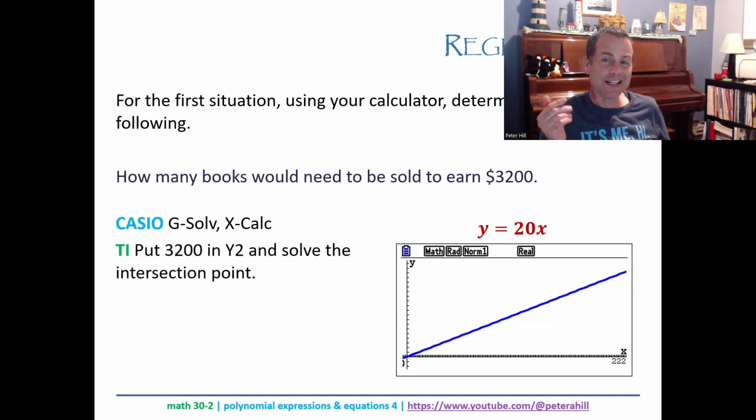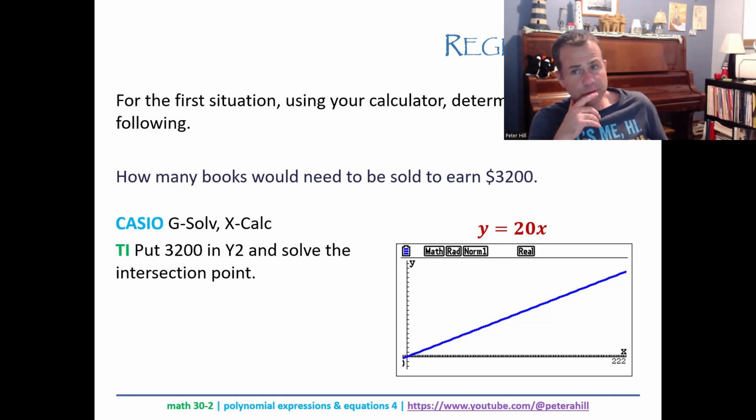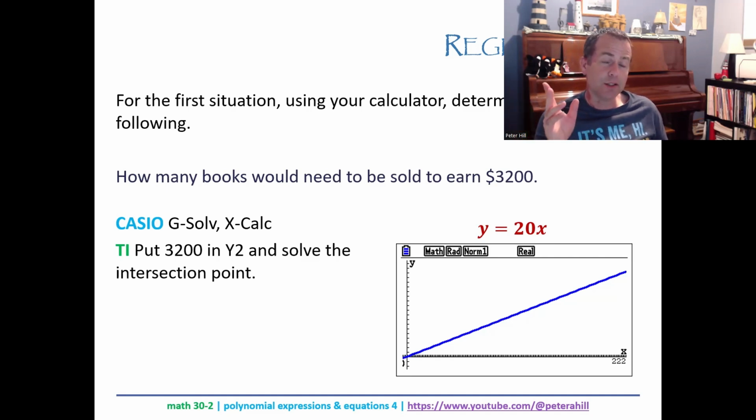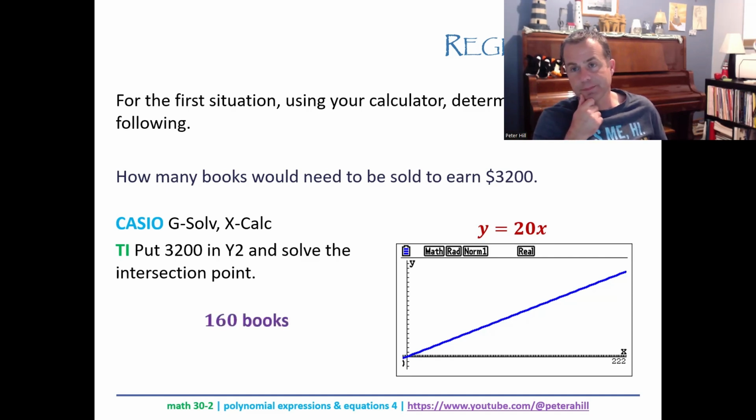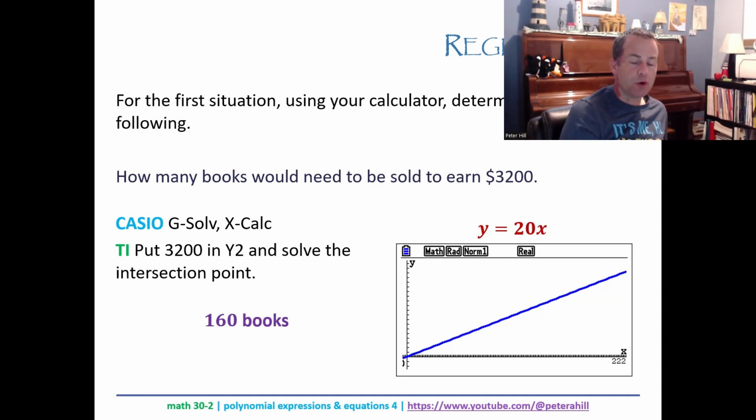For a TI, the easiest way to do it is to put your Y value, the 3,200, into Y2. Then your graph will graph two different lines, and you're going to solve for the intersection point of those two lines. To get the intersection point on a TI, you'll go Second, Trace, 5, Enter, Enter, Enter. That should give you an X value of 160. So, 160 books.